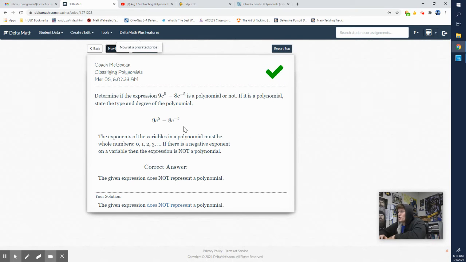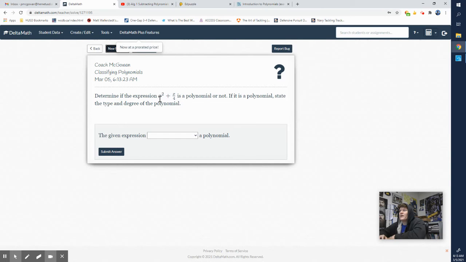Negative exponents, no good. Let's try another one. I have x squared plus x over 4. Oh, I'm sorry, x over 4. That would be a big difference right there. Because if it was x to the fourth power, no, it would still count. I'm sorry, never mind. So looking at this one, focus on those degrees. Focus on those exponents. I have a positive 2 and then a positive invisible 1.